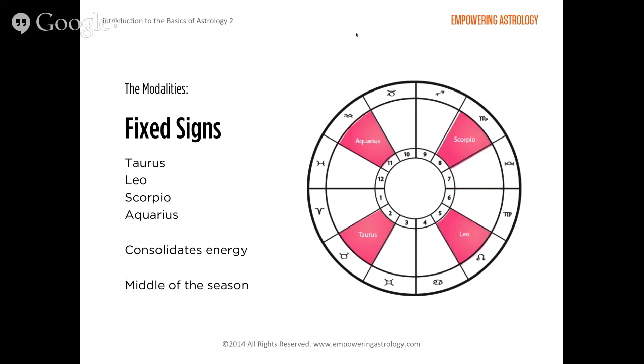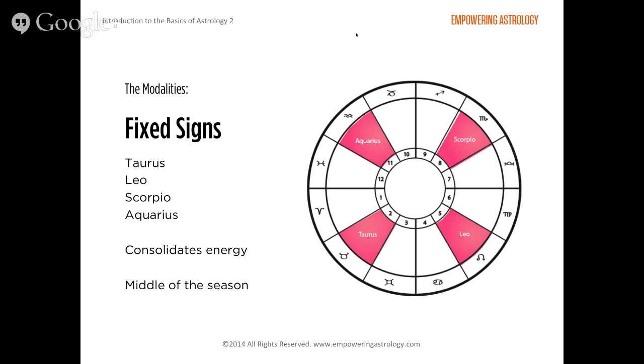So moving on to fixed signs. The fixed signs are Taurus, Leo, Scorpio, and Aquarius. If the energy initiates in the cardinal signs, it has to come together in the fixed signs. So if you think of, let's say, Taurus, it's that raw material, it's the earth, it's solid. It's not that spark that you see in Aries. And so the fixed signs are about energy coming together. It's the middle of the season. So we've gone from the beginning of the season with the cardinal signs. Now we're in the middle of the seasons. Fixed energy is pretty solid.